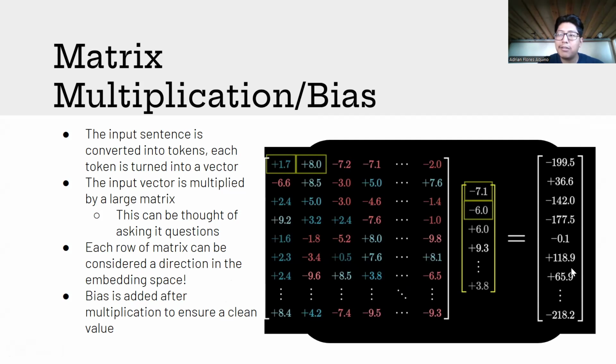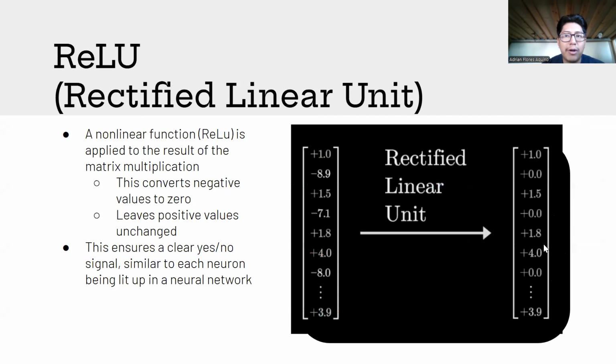But before getting the actual final value, it is going to be added with a bias. That's done after the multiplication, and it's just to standardize the value so it doesn't go too far or get too big, in other words. As you can see, there are big numbers here, right? So negative 199, negative 177, 118. But in reality, that isn't what we want. We want to simplify those numbers into much smaller numbers.